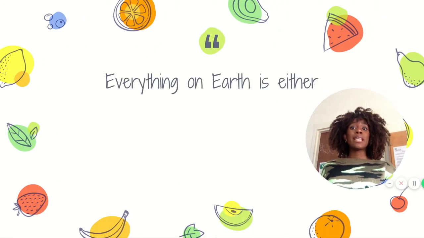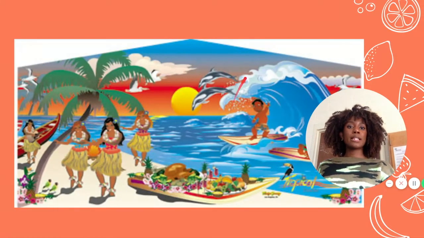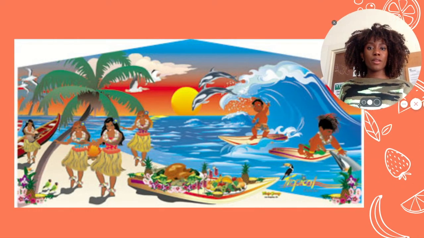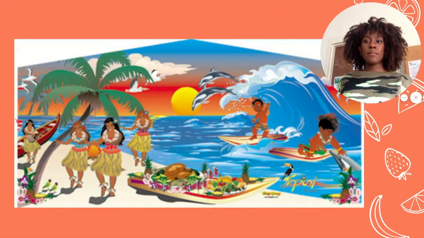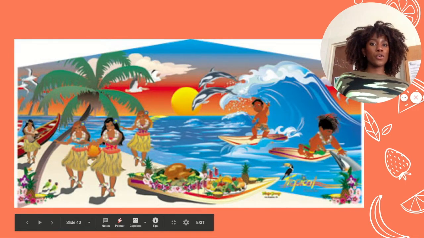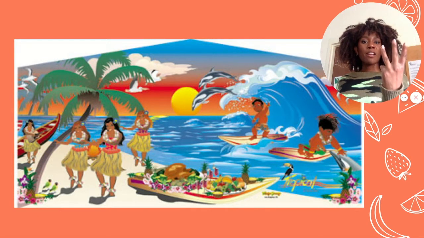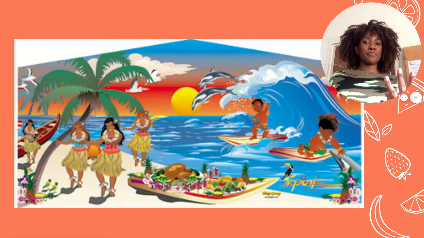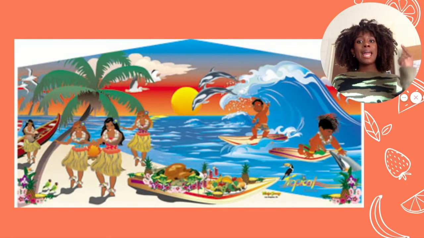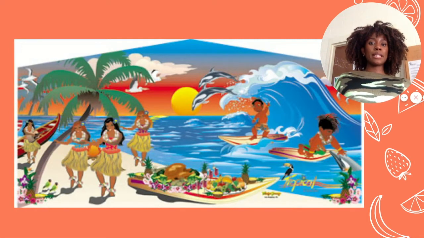So everything on Earth is either biotic or it's abiotic. So let's look at this image right here. We see this scene. I'm guessing they're somewhere in Hawaii. It's looking really fun, looking really colorful and pretty. I want you to give me 3 biotic factors that you can see in this image. Now I want you to give me 3 abiotic factors, non-living factors, that you can see in this image.